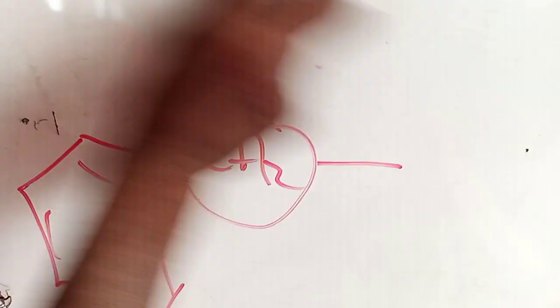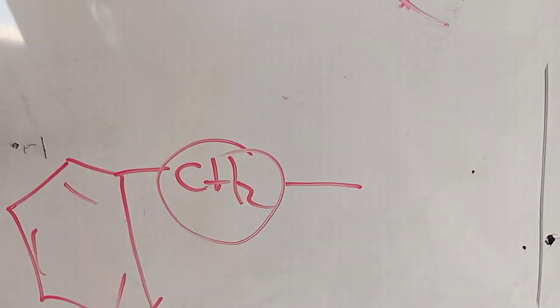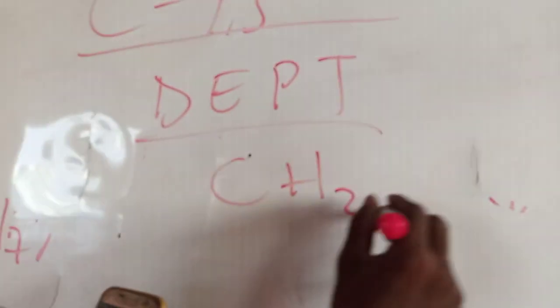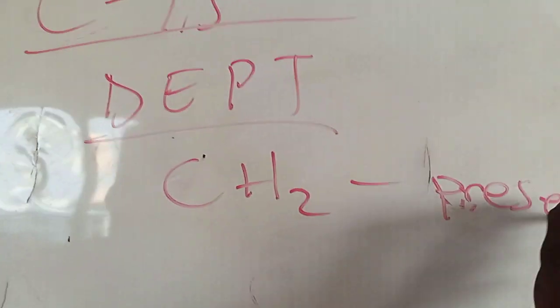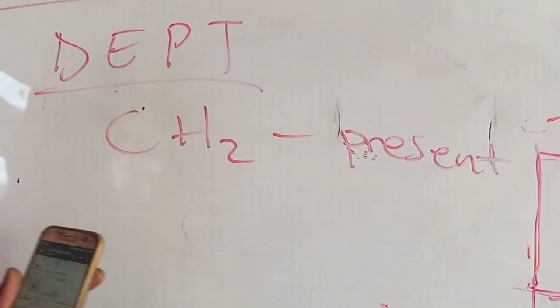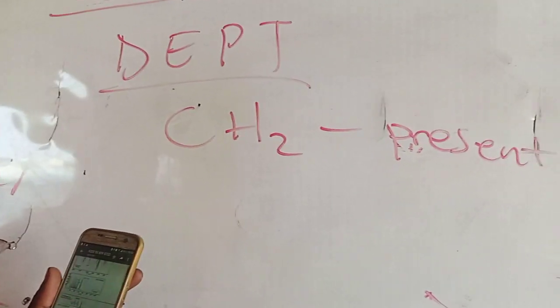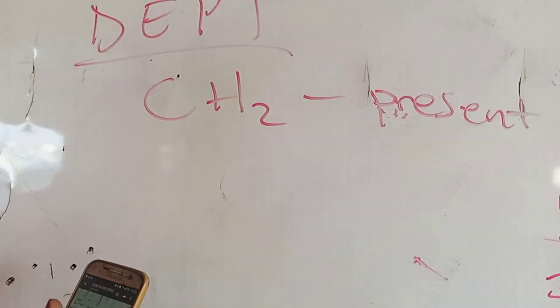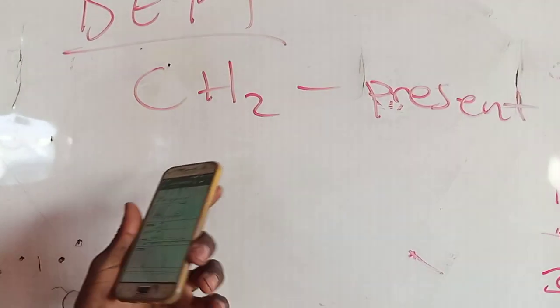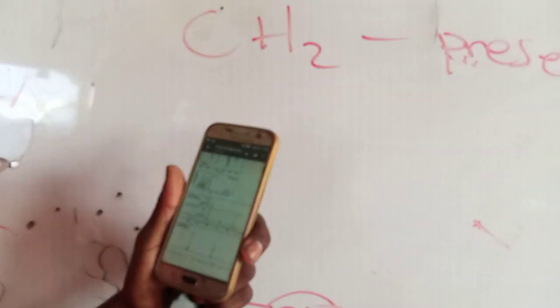So how do you write that? You tell them that from the DEPT, carbon 13, CH2 is present. From the DEPT, we can see that CH2 is present because there's an inverted peak. Then the other peak, we cannot tell whether it's a CH3 or what, we cannot tell. But watch here, let's move on to the proton decoupled.